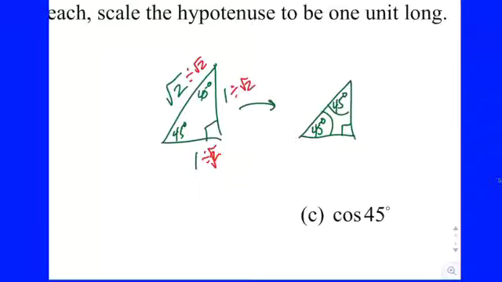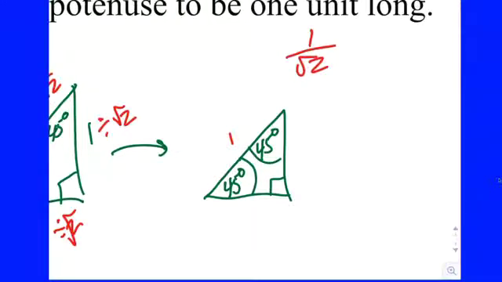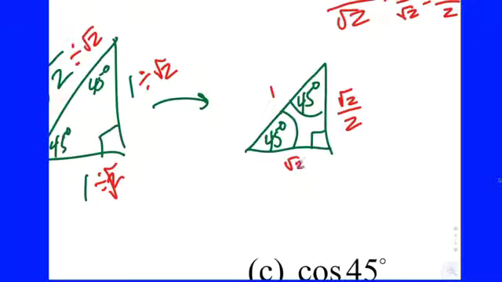Is that okay? All right, what's square root of 2 divided by square root of 2? 1. What's 1 divided by the square root of 2? Well, it's 1 divided by the square root of 2. But I'm going to do this off to the side. I don't like the radical in the denominator, so I'm going to rationalize it, and I get square root of 2 over 2. That's the side length I want. And that's the same as the other one because this is an isosceles right triangle, 45, 45, 90. So there you go.